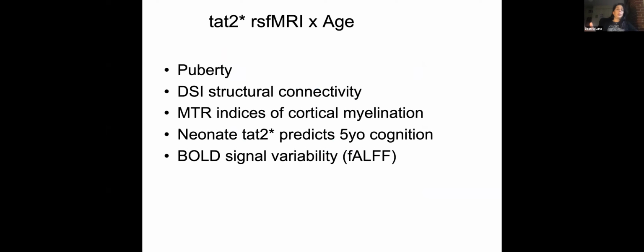So some of the other things we want to look at here: we're going to be looking at how tissue iron is associated with pubertal changes, with DSI structural connectivity, with magnetization transfer ratio indices of cortical myelination. We also have a project where we're using past data to look at tissue iron in newborn imaging, and then how that's predicting cognition at 5 years of age, and how stress might be mediating that relationship.